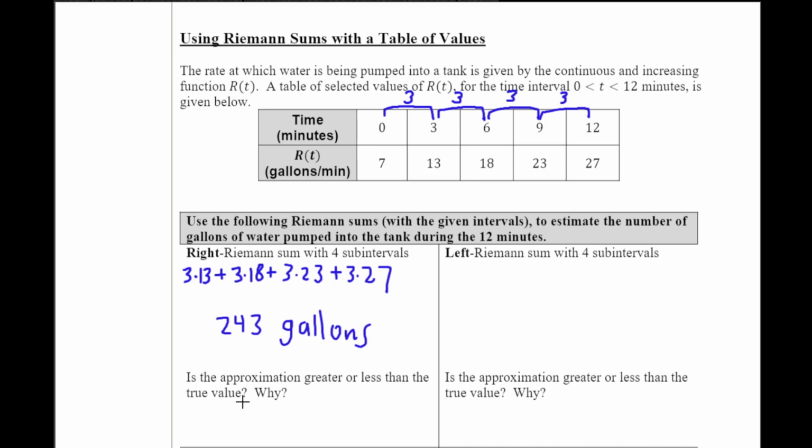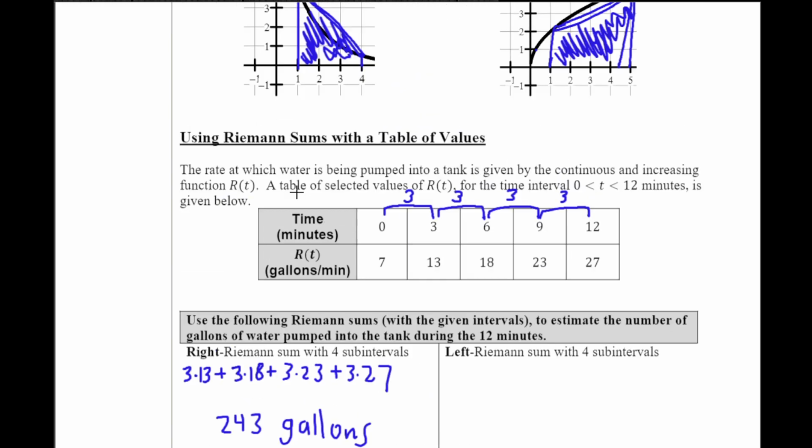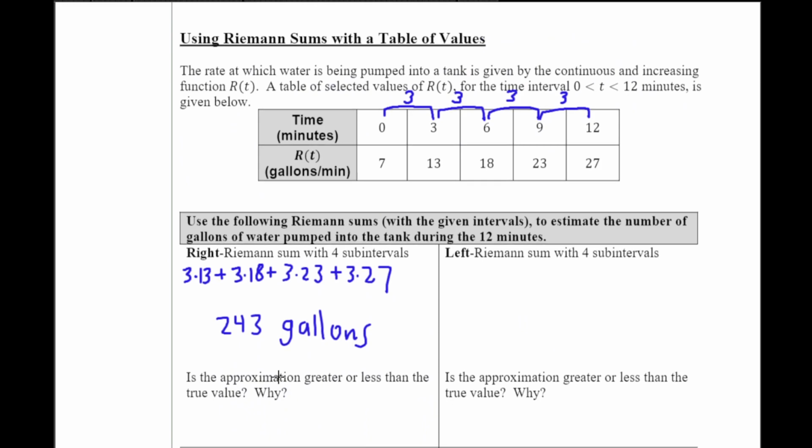So, is the approximation greater or less than the true value? Why? So, we have an increasing function and we're doing a right Riemann sum. If you remember back to what we previously did on the last page, this is going to be greater than, greater because it's a right Riemann sum on an increasing function.